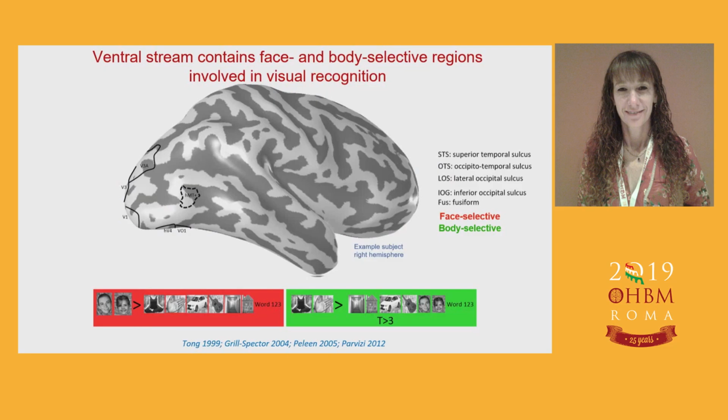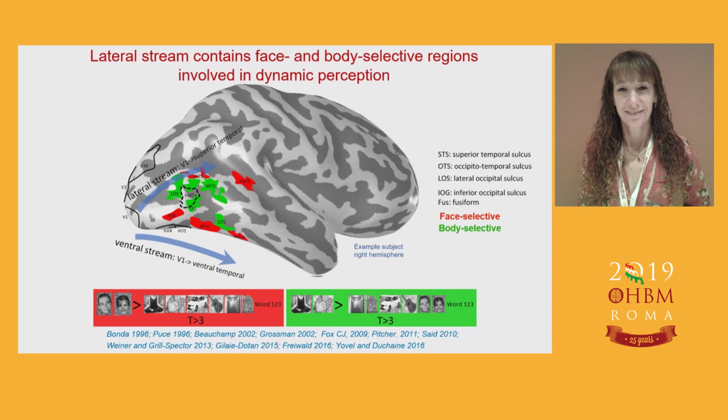The first processing stream is the so-called ventral stream, a stream that starts in V1 and ascends towards ventral temporal cortex, and it is involved in object recognition. Another stream is called the lateral stream. It ascends from V1 to the superior temporal cortex, and this is a stream that is involved in processing the dynamic aspects of visual stimuli. Additionally, as you can infer from this image, both streams contain face selective regions shown here in red and body part selective regions shown here in green. So it also lets us inquire whether there are different temporal characteristics across regions processing different domains.